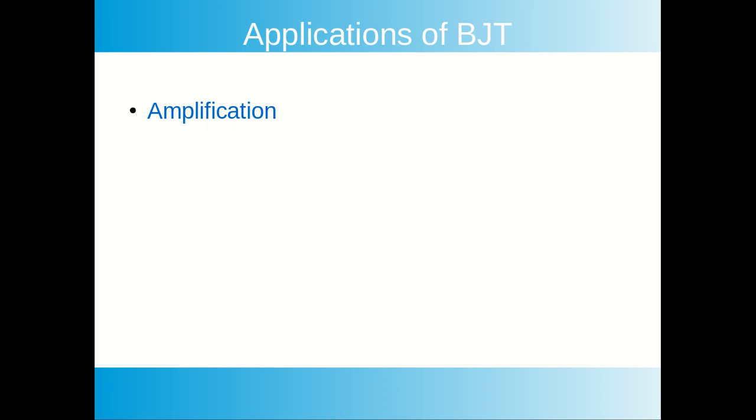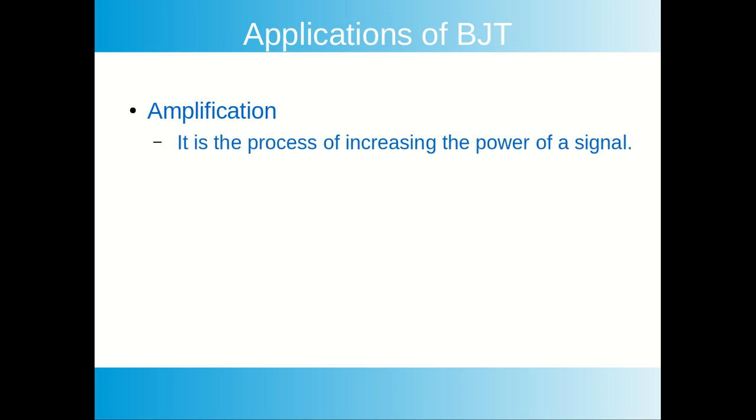Whether it is a junction field effect transistor, a MOSFET or a BJT, for any type of transistor, the important applications are 2: amplification as well as switching. So what is amplification? It is a process of increasing the power of a signal. If we have a 5 milliwatt signal, and we can make it 10 milliwatt, 20 milliwatt or 100 milliwatt, then the signal is said to be amplified.